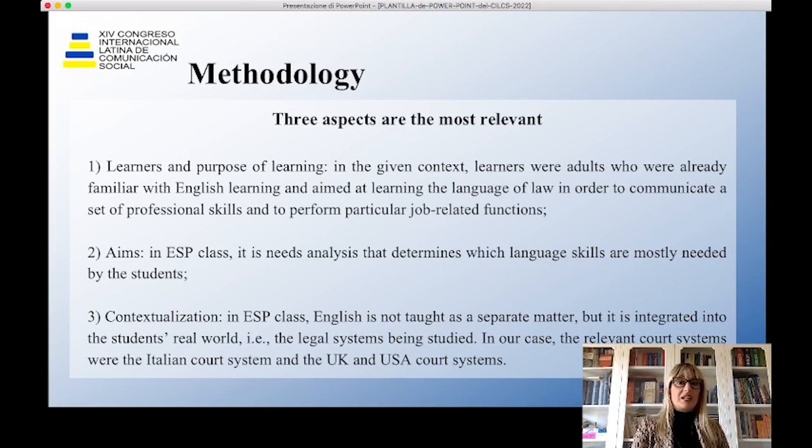Indeed, in an English for specific purposes class, a legal English class, English should not be taught as a separate matter, but needs to be integrated into the students' real world, so the legal system, the object of their study. In my case, the relevant court systems were the Italian court system on the one hand, and the UK and US court systems on the other hand.